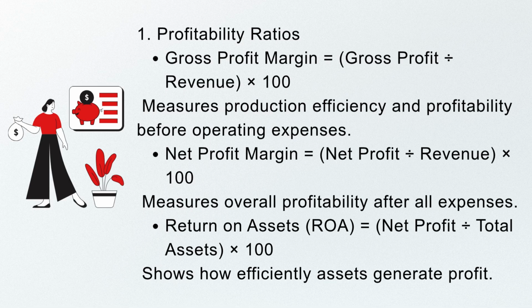Third is the return on assets. This ratio shows how efficiently assets generate profit. It's calculated by dividing the total assets by the net profit times 100.